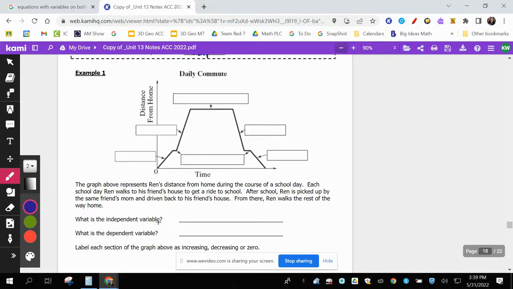What is the independent variable? Well, looking at the x-axis, the independent variable is time. What is the dependent variable? The y-axis. It's distance from home.